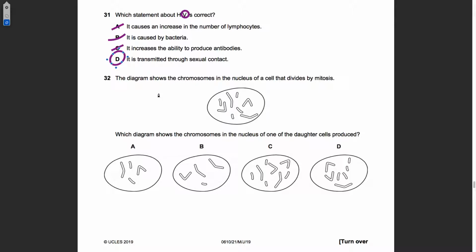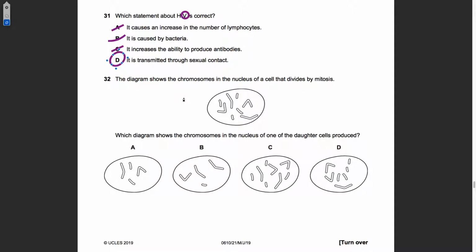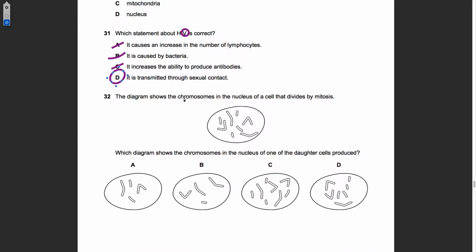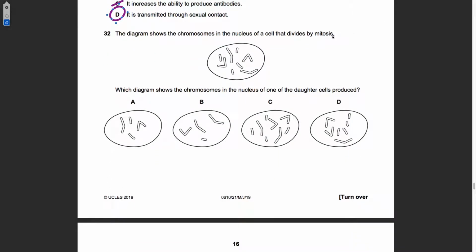32. The diagram shows the chromosomes in the nucleus of a cell that divides, go the right way, by mitosis. Which diagram shows the chromosomes in the nucleus of one of the daughter cells produced? Now, mitosis produces an identical copy of a cell, so it conserves the chromosome number. It means it keeps it the same. So easy, a little bit of counting.